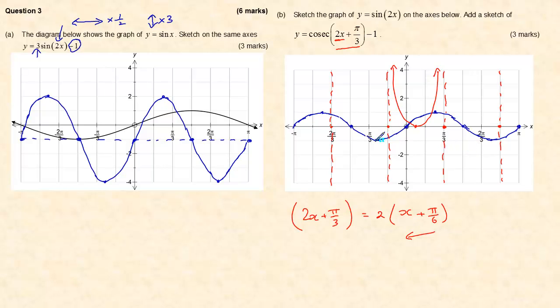Now when we come to the minimum, that's going to move pi by 6, so it's halfway between the asymptotes, and the -1, the translation, is going to move us down to here, to -2, and so that's going to go like that. Now once we've got those two limbs, it's all pretty straightforward.